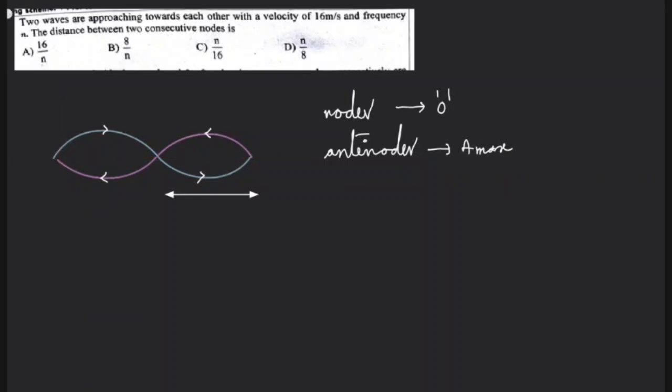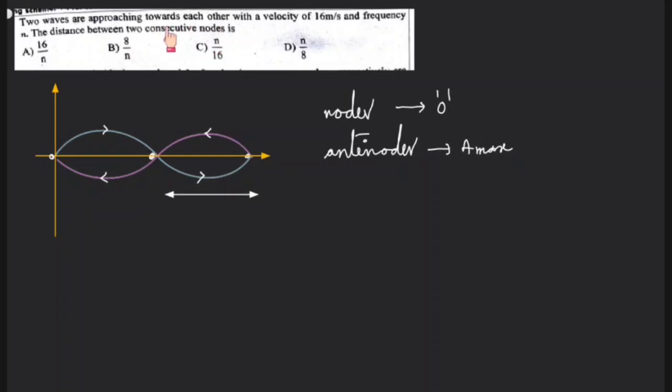In case two waves are traveling in opposite directions, if they interfere or superimpose, they form standing waves. So when standing waves form, there is the concept of nodes and antinodes, right? Nodes and antinodes form. A node is a point where the amplitude is 0 and an antinode is a point where the amplitude is maximum, right? At this point the amplitude is 0, at this point also the amplitude is 0, and all these points are called nodes.